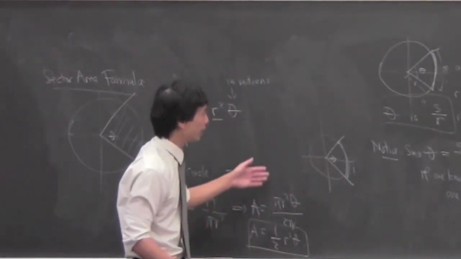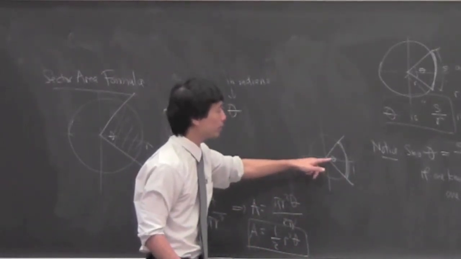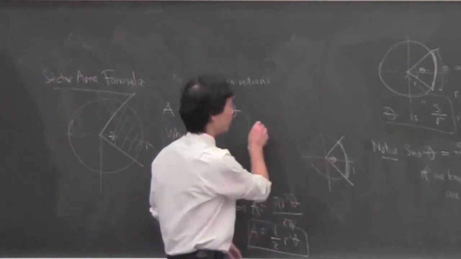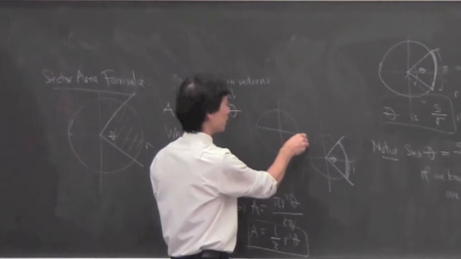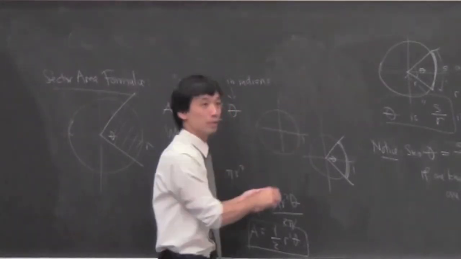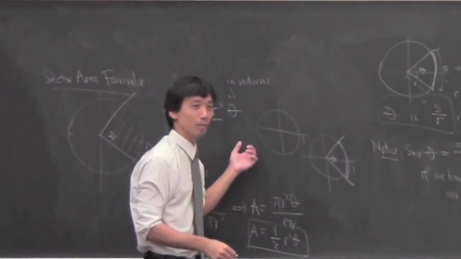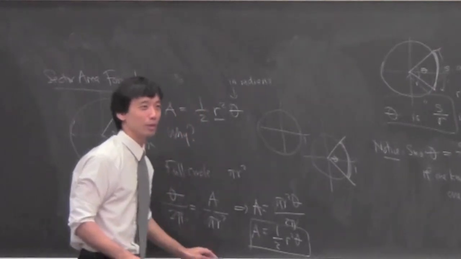So you could say to the alien, well, we call the angle for the full circle 2 pi, because on the unit circle, the length of this thing is 2 pi. You say, oh, that makes sense to me. Okay.